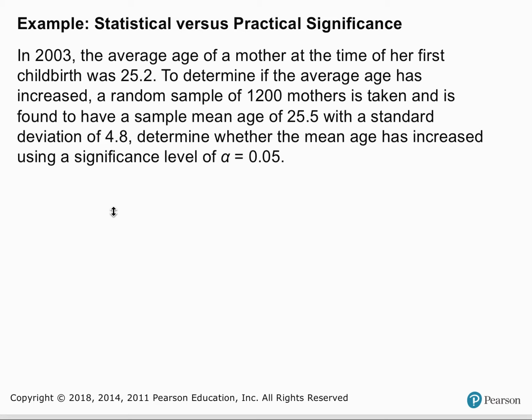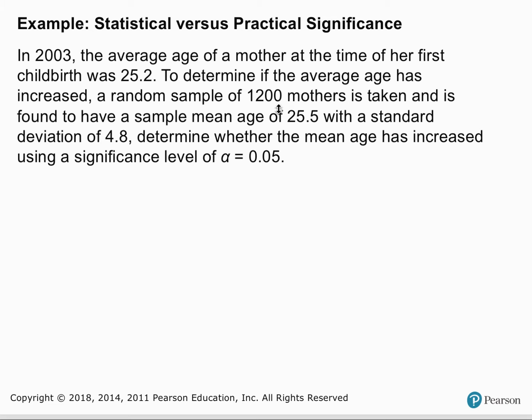Okay, in 2003, the average age of a mother at the time of her first childbirth was 25.2. To determine if the average age has increased, a random sample of 1,200 mothers is taken and is found to have a sample mean of 25.5 with a standard deviation of 4.8. Determine whether the mean age has increased using a significance level of alpha equals 0.05.